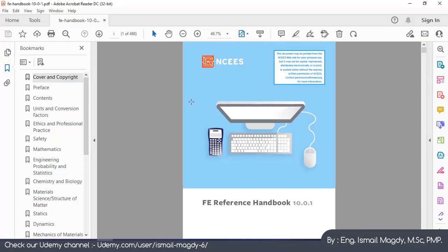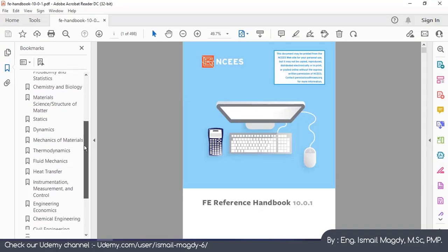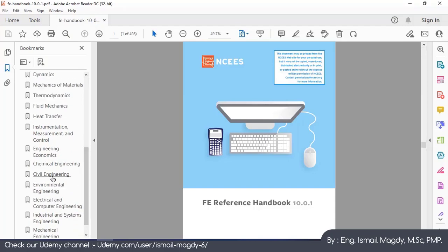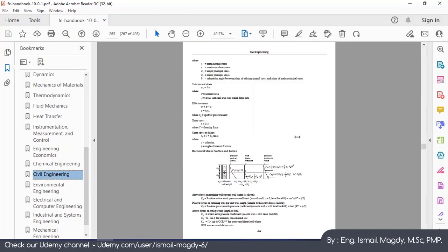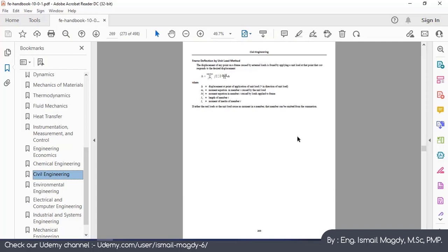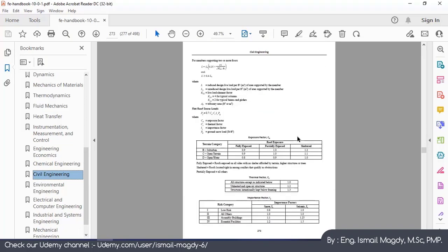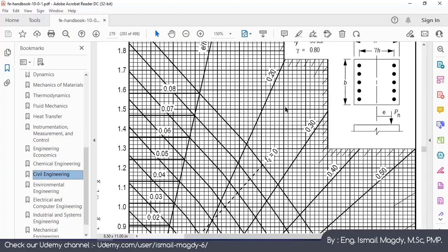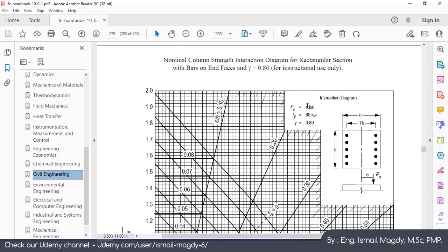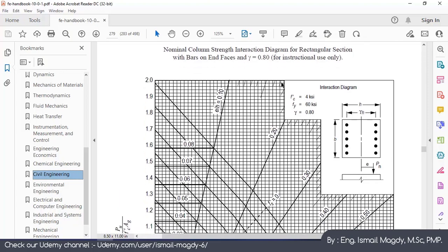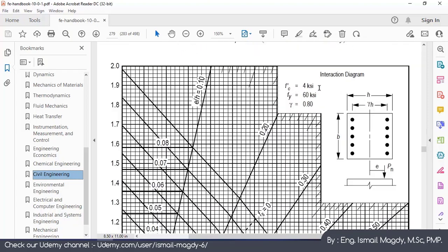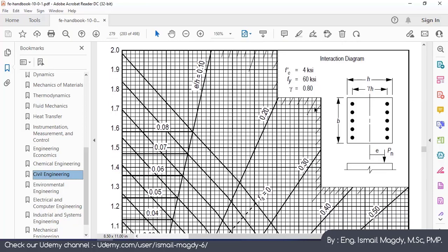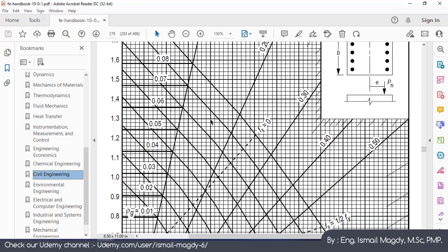So this is here our reference book. We will scroll down to the civil engineering chapter. We will scroll down till we find the interaction diagram. Here it is. Let's zoom and confirm that this is valid for us. This is for gamma equals 0.8 and f'c 4 ksi, fy 60 ksi. So this is valid for our condition here.